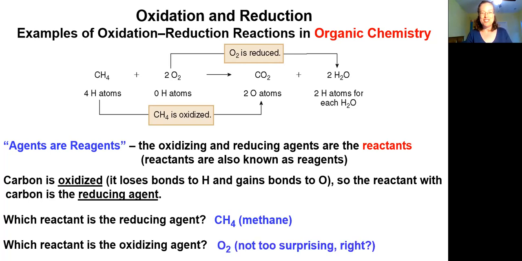I guess it's not so surprising that oxygen would be the oxidizing agent. That's kind of handy.